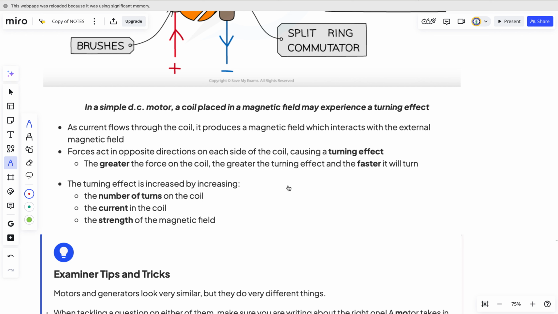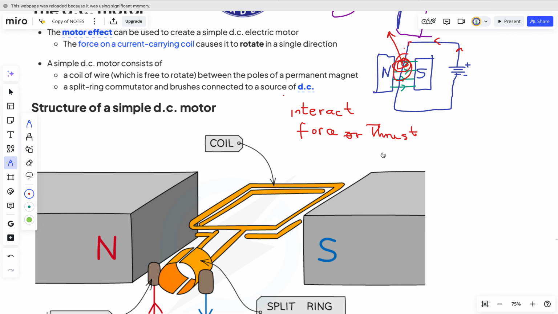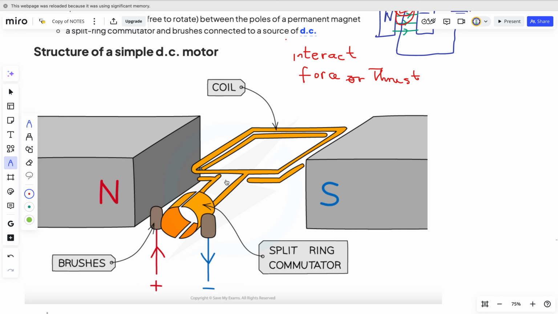Now, as current flows through the coil, it will produce what? Magnetic field. I've already explained from the beginning that whenever current flows through a conductor, a circular magnetic field will be produced around the conductor. So as current is flowing through this conductor, magnetic field will be produced here.